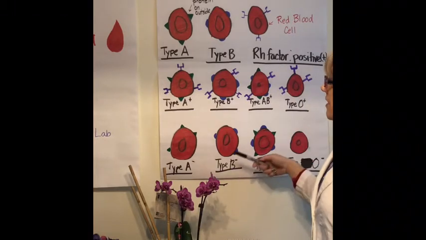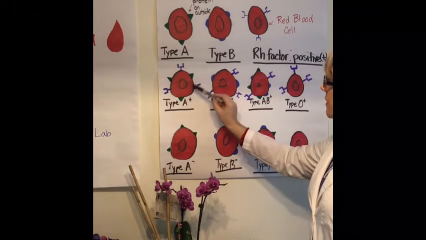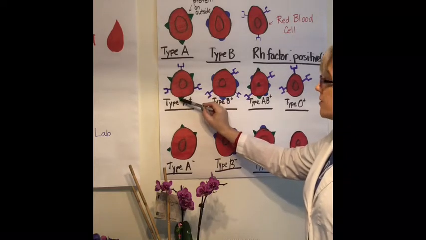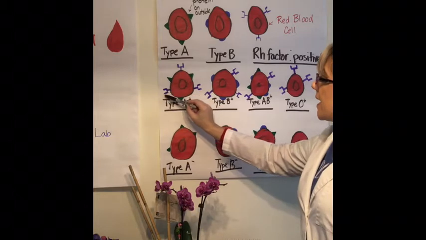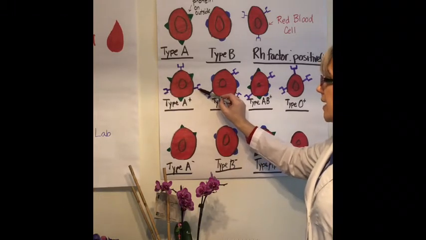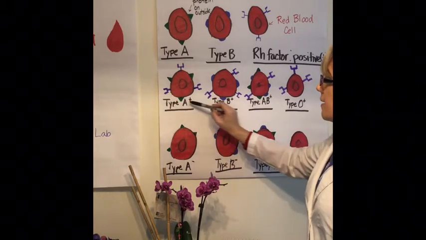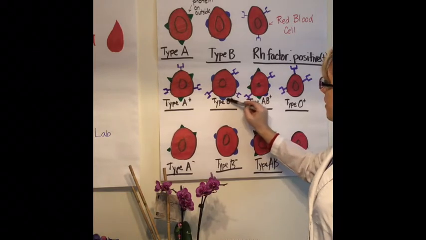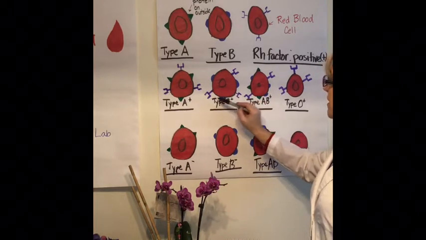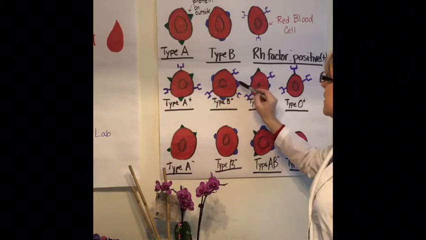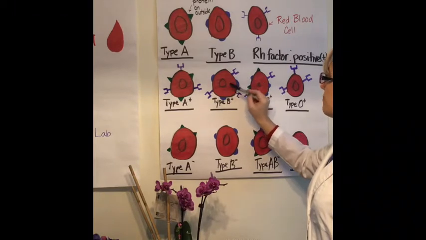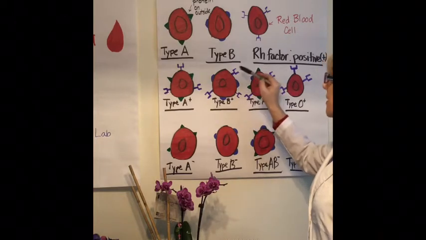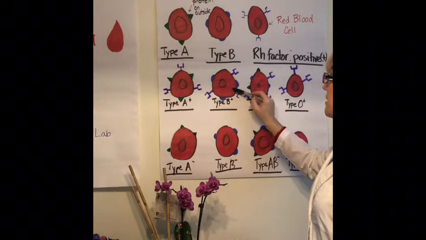To give examples, type A blood over here would have the triangles, which means they have the A protein on the outside, and they have the Rh factor on the outside. So that gives you A positive. For B blood, we would have the B proteins on the outside, and then we're going to have the Rh factor markings on the outside of the red blood cell as well. That's going to give us type B positive.